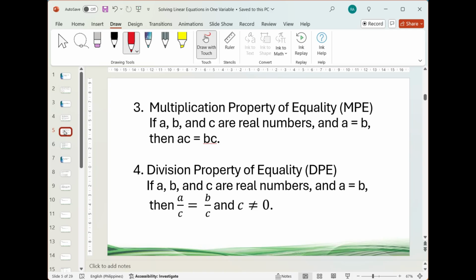Number 4, we have division property of equality or DPE. So if A, B, and C are real numbers and A is equal to B, then A over C is equal to B over C and C must not be equal to 0. So under DPE naman, pag nag-divide ka ng same real number sa magkabilang sides ng equation, yung equality ay mag-e-exist or mag-hold pa rin. The only exemption sa number 4 is yung ipang di-divide mo must not be equal to 0 because remember that division by 0 is undefined.